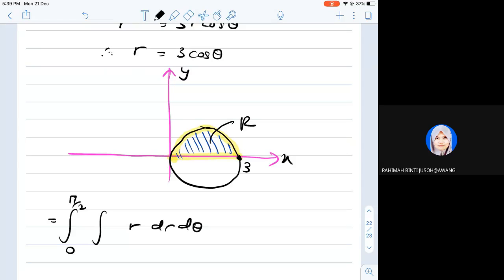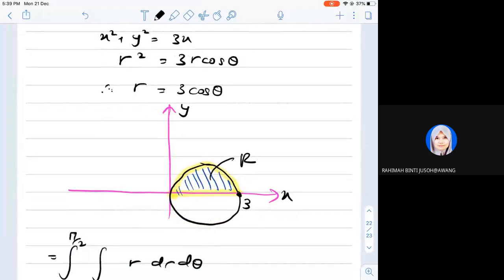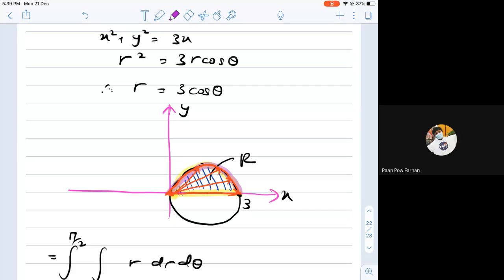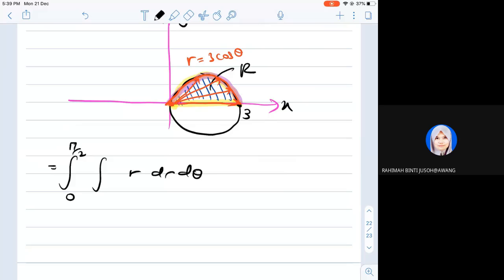How about the limit of the radius? It's not like that. As I said earlier, for polar, the way to look at it is from the origin. Origin until this line. Origin until it reaches the line. So the black line on top is represented by the equation r equals what? The purple one, 3 cos theta. Yes, r equals 3 cos theta. So the limit of r starts from 0, the pole, until r equals 3 cos theta. Understand?